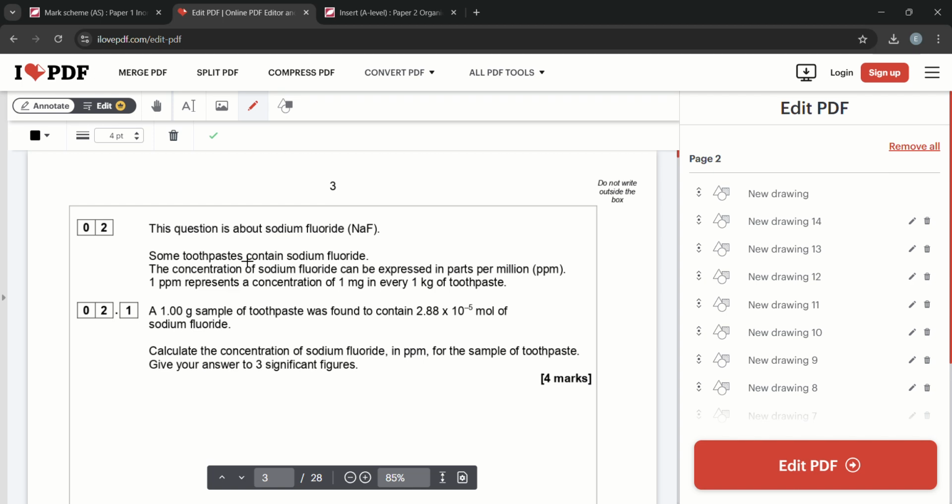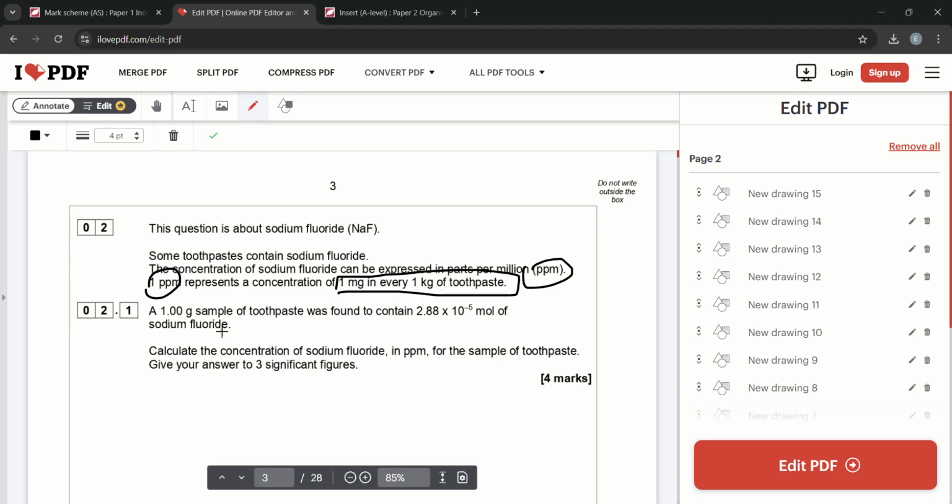Question 2. This question is about sodium fluoride, NaF. Some toothpaste contains sodium fluoride. The concentration of sodium fluoride can be expressed in parts per million, ppm. 1 ppm represents a concentration of 1 milligram in every 1 kg of toothpaste.